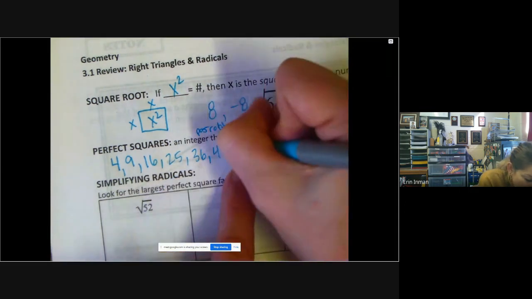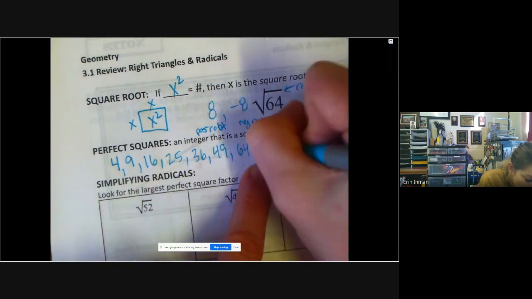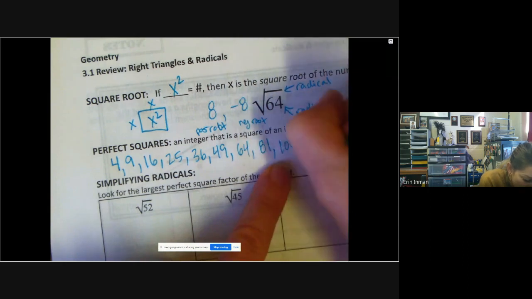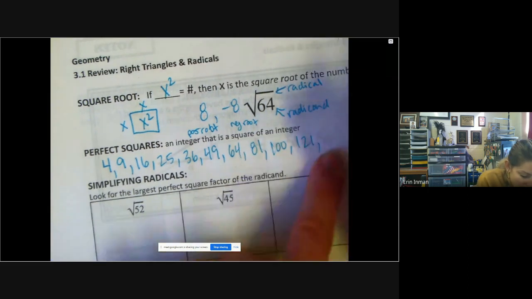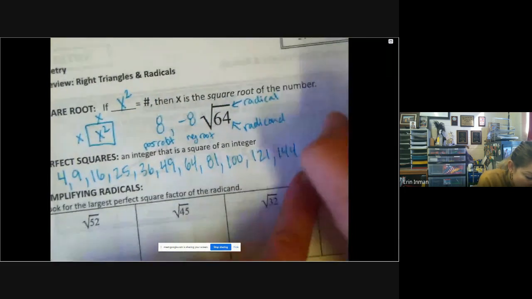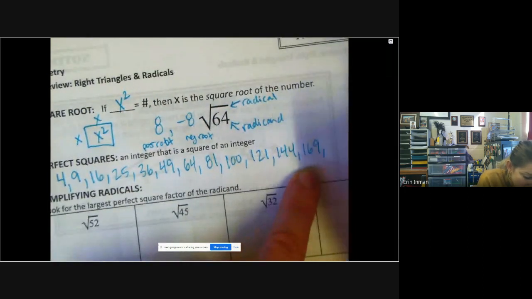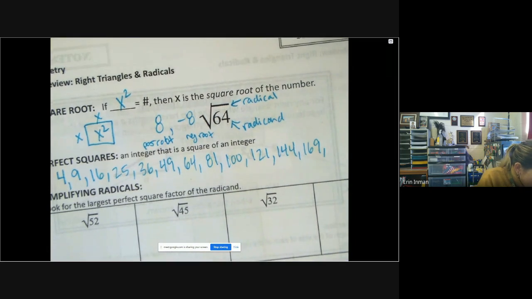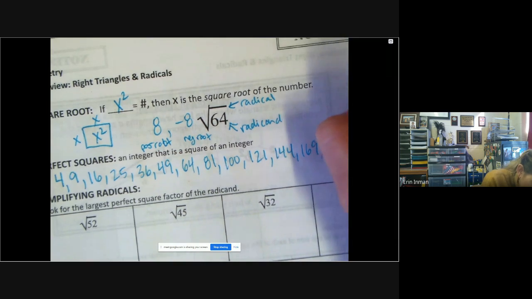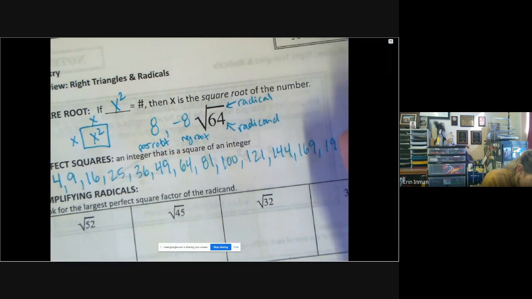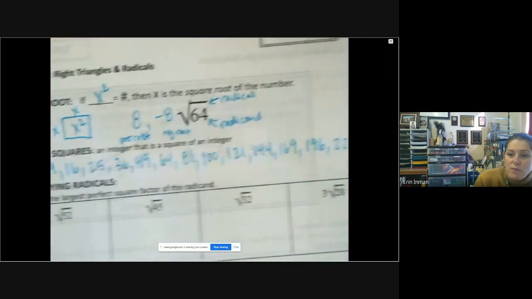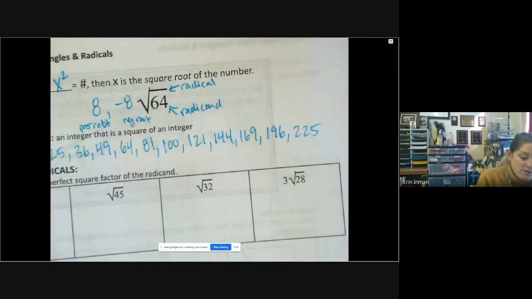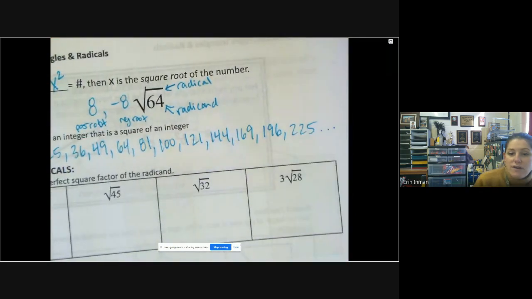8 squared, 64, 9 squared, 81, 10 squared, 100, 11 squared, 121, 12 squared, 144, 13 squared, 169, and let's see, 14 is always the one that I forget about. 14 squared, I think it's 196. Okay. And then 15 squared is 225. I'm kind of running out of room here. But this continues on and on and on, it just goes indefinitely.